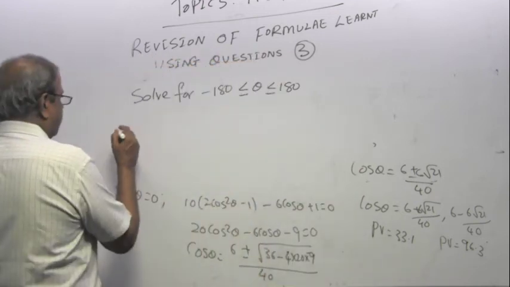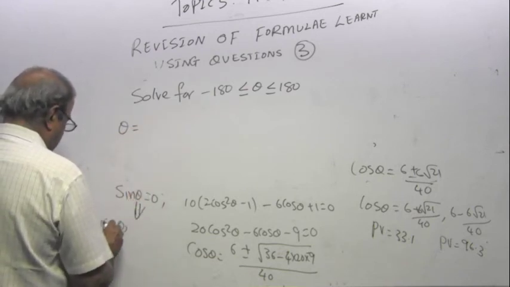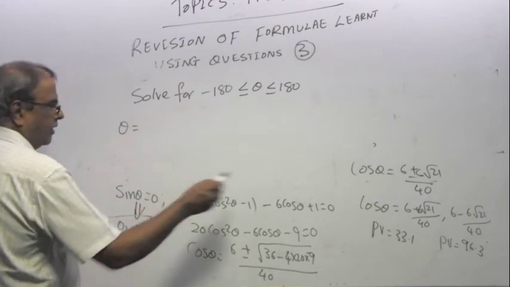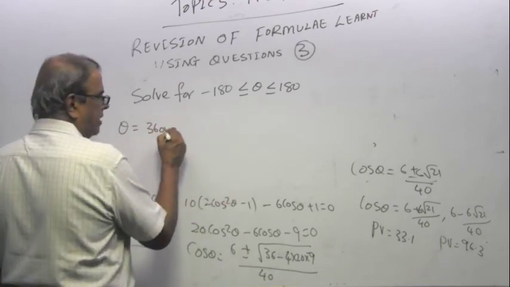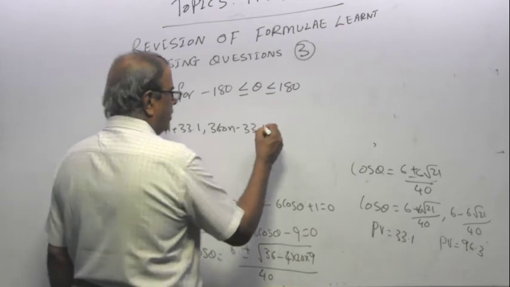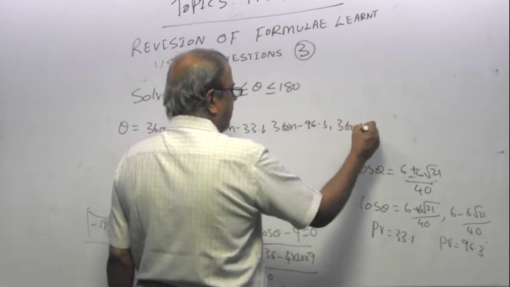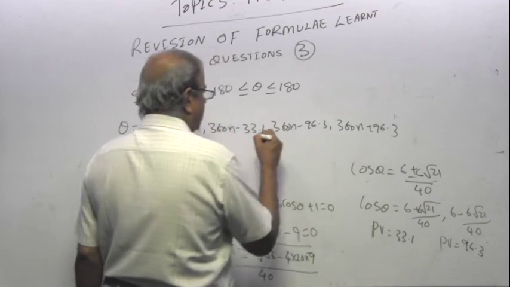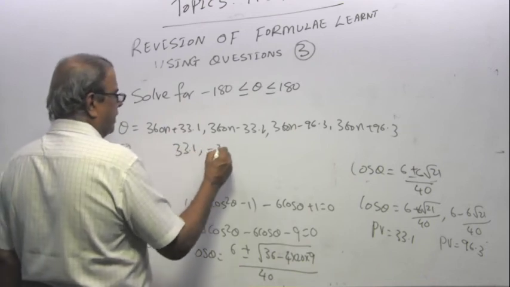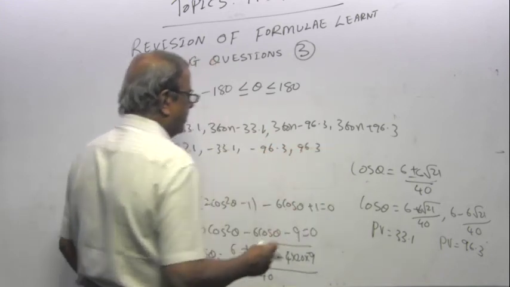So therefore, theta equal to, for this one, it is 0, minus 180 and 180. Those answers are there. For that one, theta equal to 360n plus 33.1, 360n minus 33.1, 360n minus 96.3, 360n plus 96.3. So you got 4 answers. Now put n as 0, or let me finish it. It is 33.1 accepted, minus 33.1 accepted, minus 96.3 accepted, 96.3 accepted.